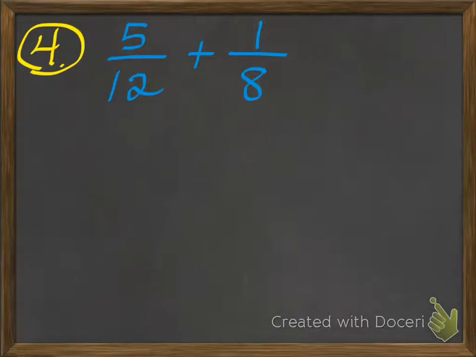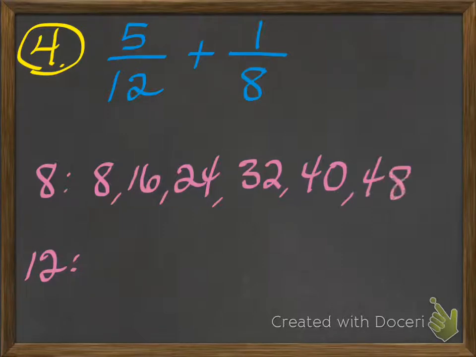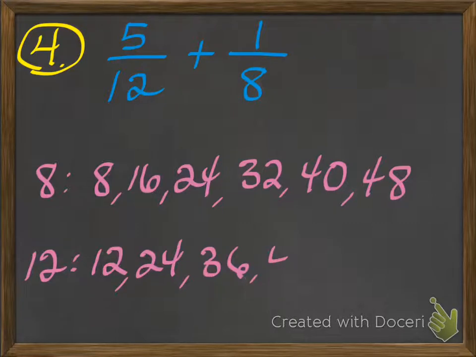Number 4. 5 twelfths plus 1/8. Okay, so I'm going to find the multiples of 8 and 12. Multiples of 8 are 8, 16, 24, 32, 40, 48. I think I'll stop right there. Multiples of 12 are 12, 24, 36, 48.